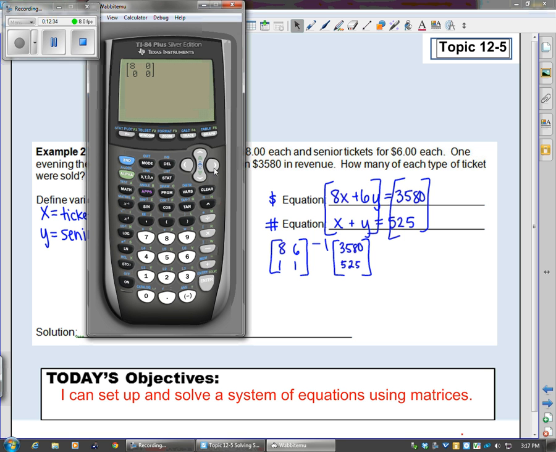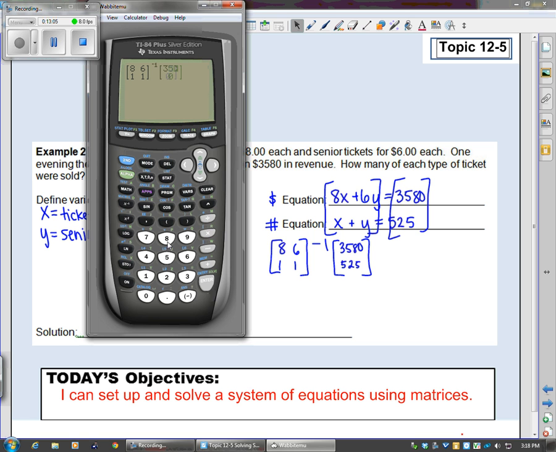8, arrow, not enter. 6, 1, 1. Make sure that looks like it's supposed to. Hit the inverse button. Then our other matrix, alpha, zoom. Now we need a 2 by 1. So leave the row the same, but we're doing it one column. Arrow down to OK.